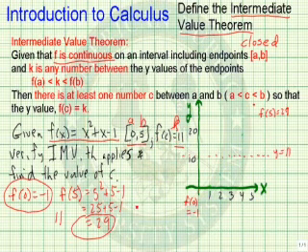Since f of c equals 11, we would have 11 equals x squared plus x minus 1. So we have 0 equals x squared plus x minus 12. If we factor, we have x plus 4 and x minus 3. Continuing to solve this quadratic equation, we have the values x equals negative 4 and x equals 3.